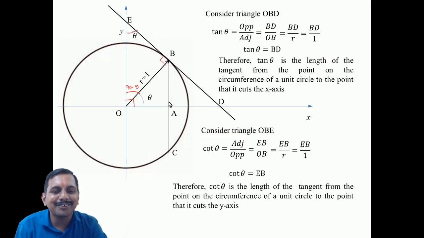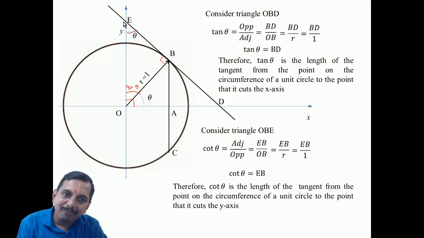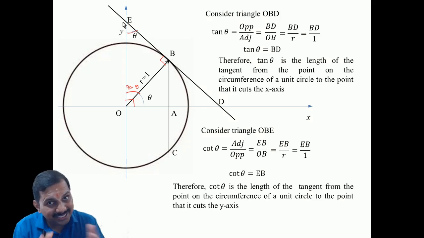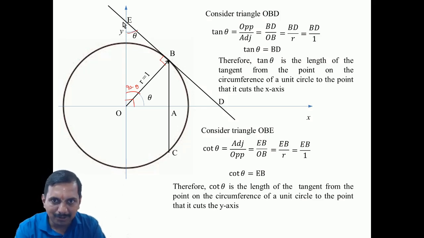So what is cot theta? Cot theta is the length of the tangent from the point on the circumference of the unit circle to the point that it cuts the y-axis. So tan theta cuts the x-axis, cot theta cuts the y-axis. So you understand tangent, cotangent. Sine, cosine, same definition. So tangent, cotangent, this is how the definition comes about.